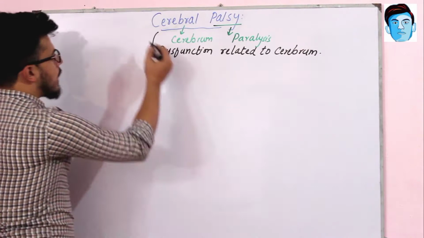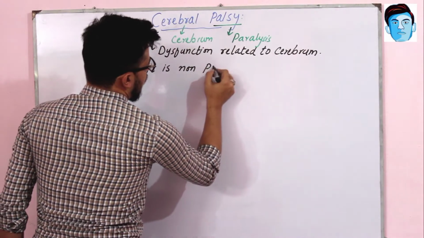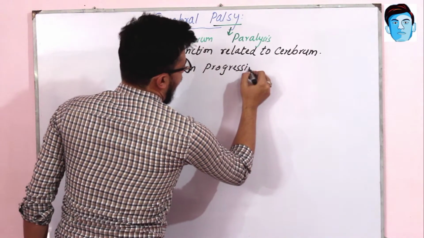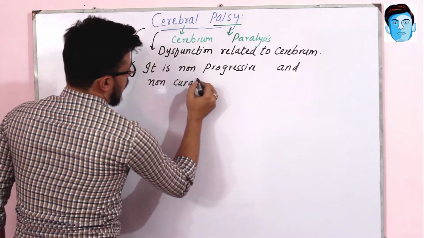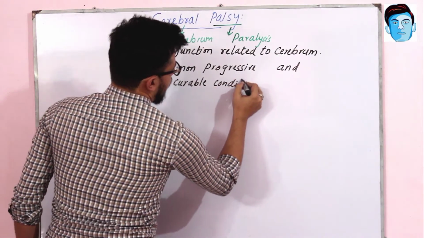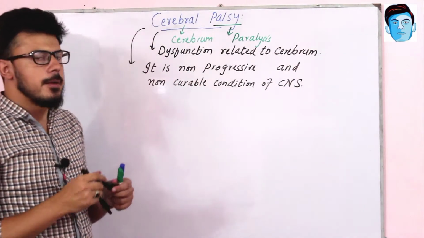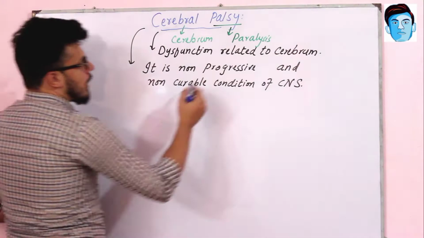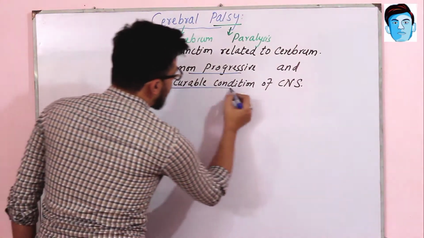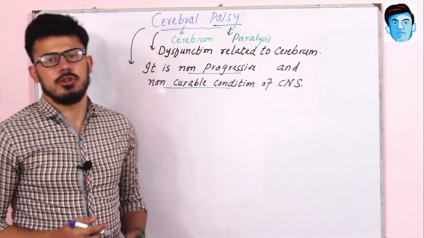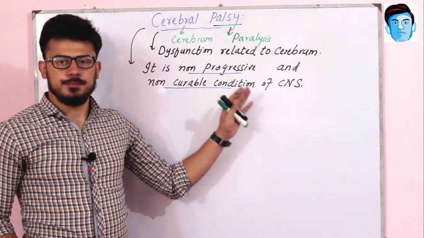So actually it is a non-progressive and non-curable condition of the CNS. So how will you properly define cerebral palsy? Cerebral palsy means it is a non-progressive condition. Non-progressive means the disease is not progressing further, and it is a non-curable condition, meaning no specific treatment is required in such a condition. So it is a non-progressive and non-curable condition of the CNS.